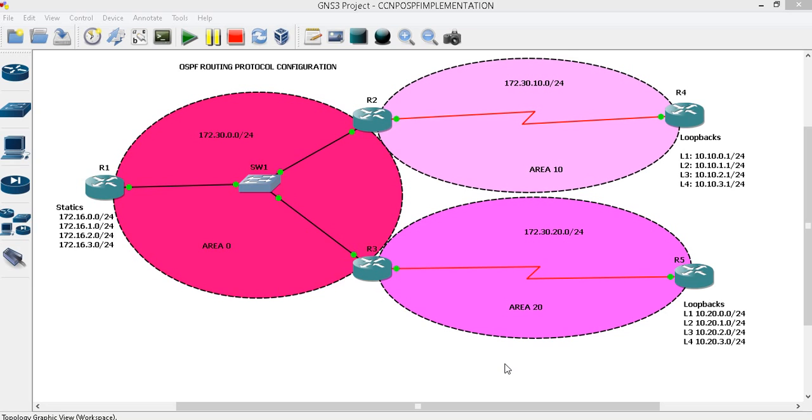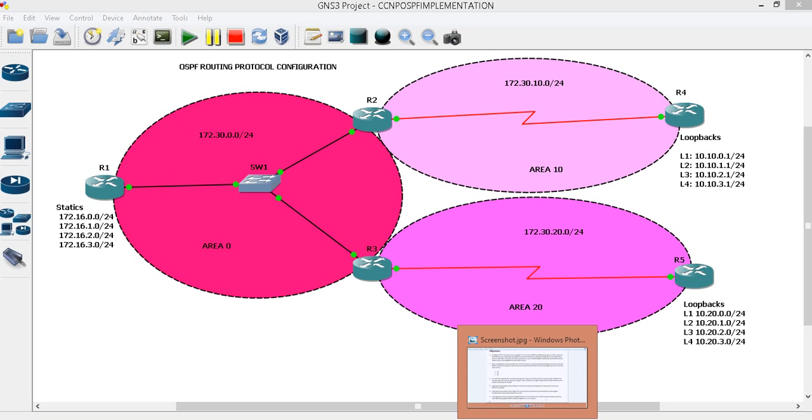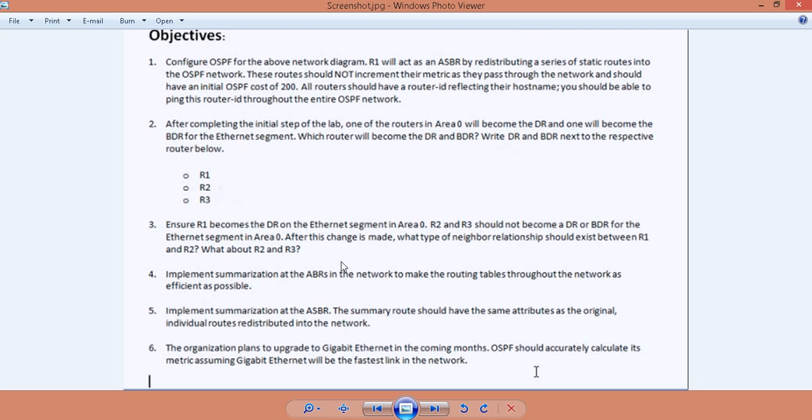calculation also. You will learn a great deal of information here that you will actually find in the CCNP ROUTE certification exams. Without wasting my time, I'm going to show you the objectives. We have 6 questions that we need to answer.